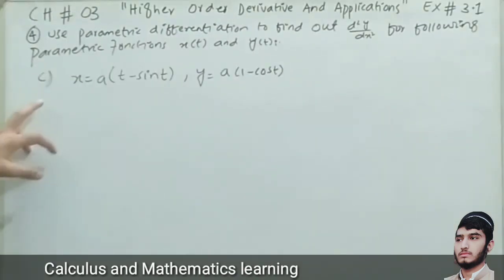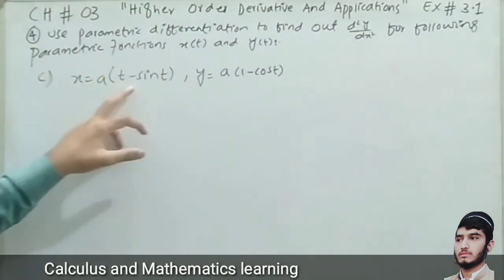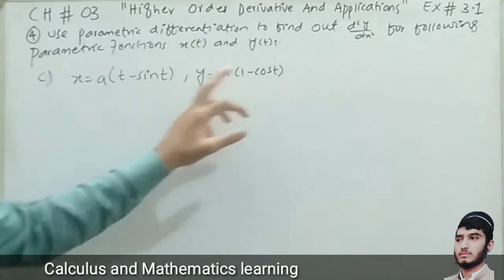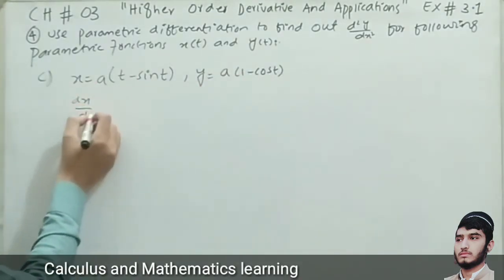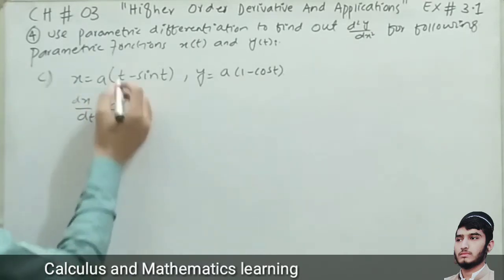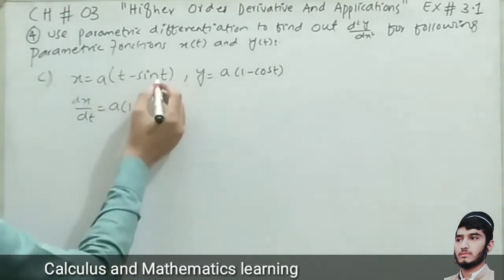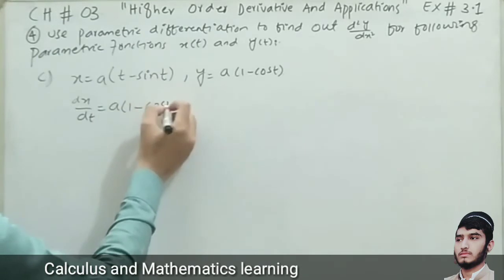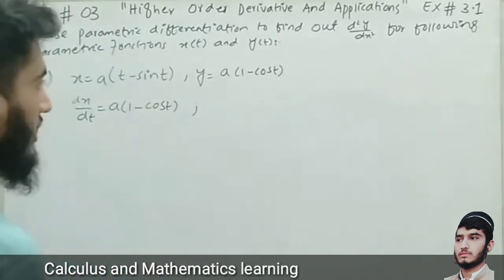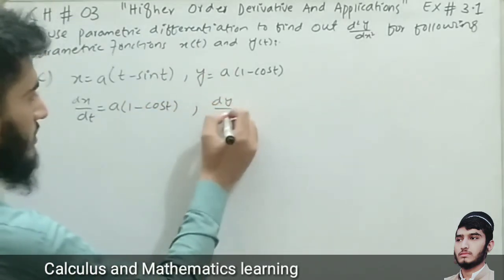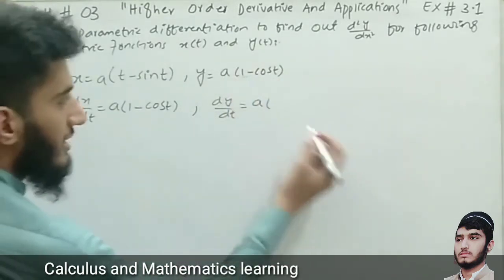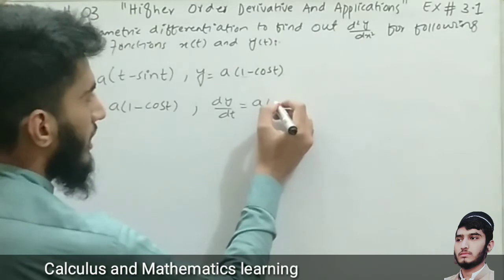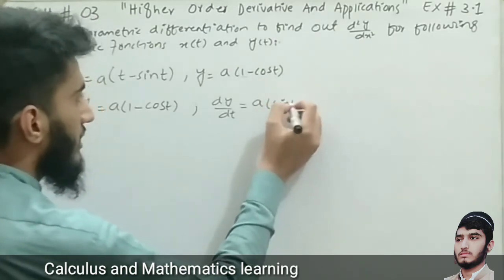Now move to part number C. It tells that x is equal to a multiplied by (t minus sin t) and y is equal to a into (1 minus cos t). So the derivative of x with respect to t will be: a is a constant, the derivative of t is 1, and the derivative of sin t is cos t. This is the derivative of x with respect to t. The derivative of y with respect to t will be: a is a constant, the derivative of 1 is 0, and the derivative of negative cos t will be a positive sin t.